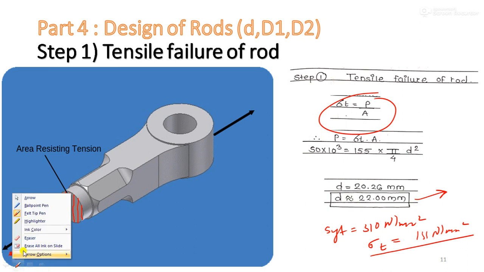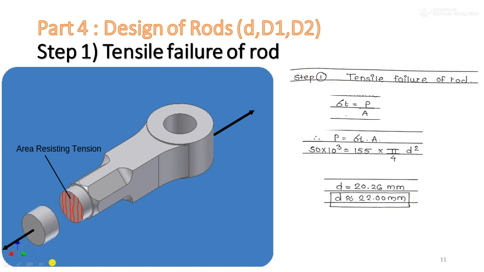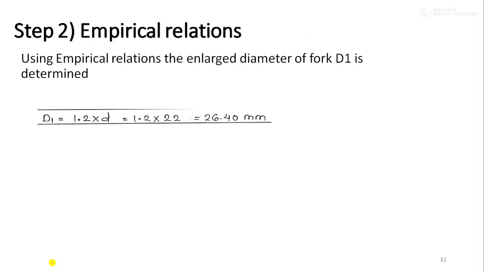This is one method. I hope you understand this. Okay, now next is the empirical relation. Using empirical relations, the enlarged diameter of the fork d1 is determined. So what is d1? The enlarged diameter of the fork on the rod A.